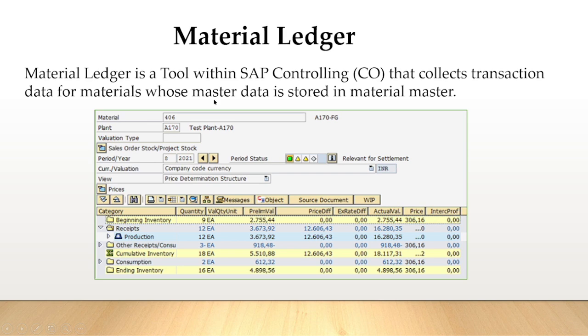If you observe the picture, this is a material ledger for a particular material, 406. The material ledger shows, for the period, the beginning inventory: quantity, price, value. Then receipts from production, receipts from external purchase: quantity, rate, value. Then cumulative inventory. Then consumption for production, consumption for sales: quantity, price, value. Finally, ending inventory: quantity, price, value. Whatever the ending inventory is, with that value, inventory valuation will be done. This is the material ledger concept.